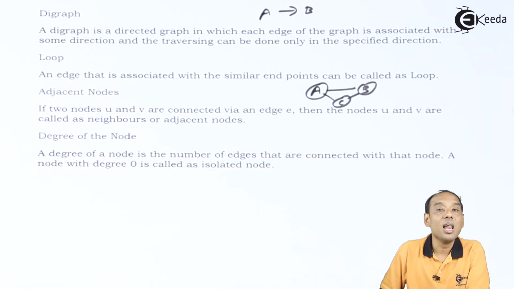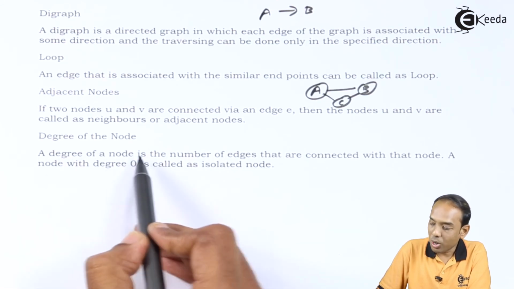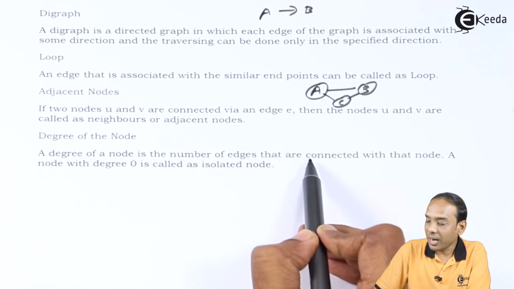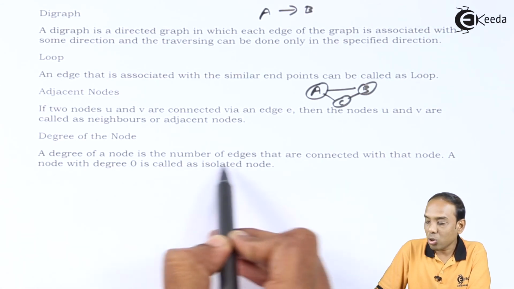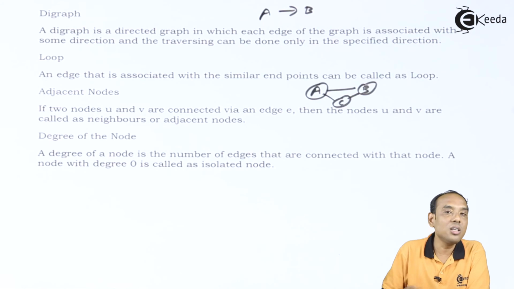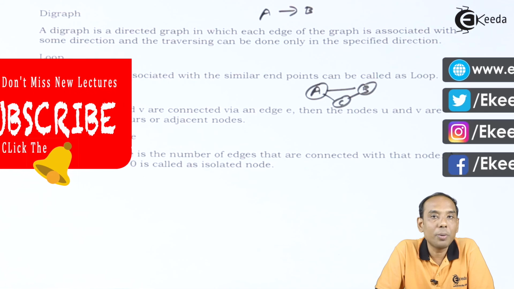Let us look at the last important terminology of the graph. That is the degree of the node, or I can say the degree of the vertex. The degree of a node is the number of edges that are connected with that node. A node with degree 0 is called an isolated node. That is, if there are no edges connected to that particular node, the degree is 0. So the degree of a node basically defines the number of edges that can be connected to that particular node.